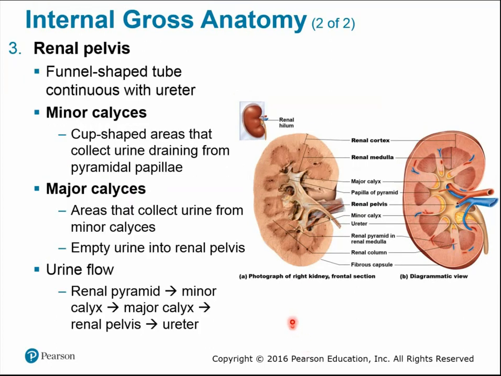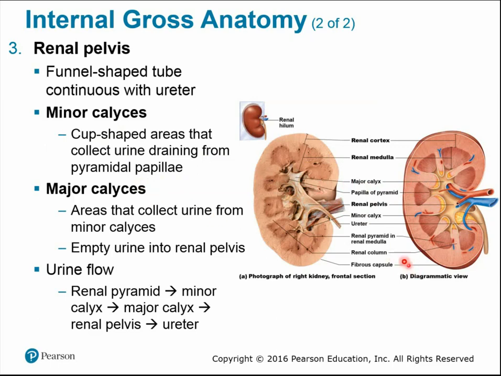So the 3rd region is the renal pelvis. So this kind of funnel-shaped tube here that's going to be continuous with our ureter. So the renal pelvis is made up of the minor calyx, or calyces, plural. So this is just the tips near the tips of those pyramids, those papilla, that's going to collect the urine draining from the renal pyramid papilla. Right, from the tips of those pyramids, urine's going to come out into the minor calyces, and then the major calyces are going to collect urine from the minor calyces.